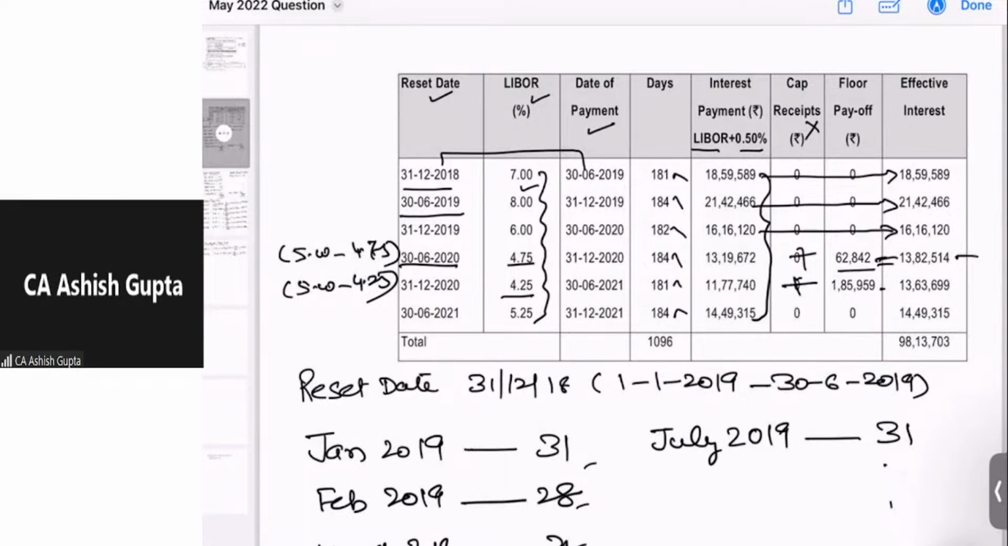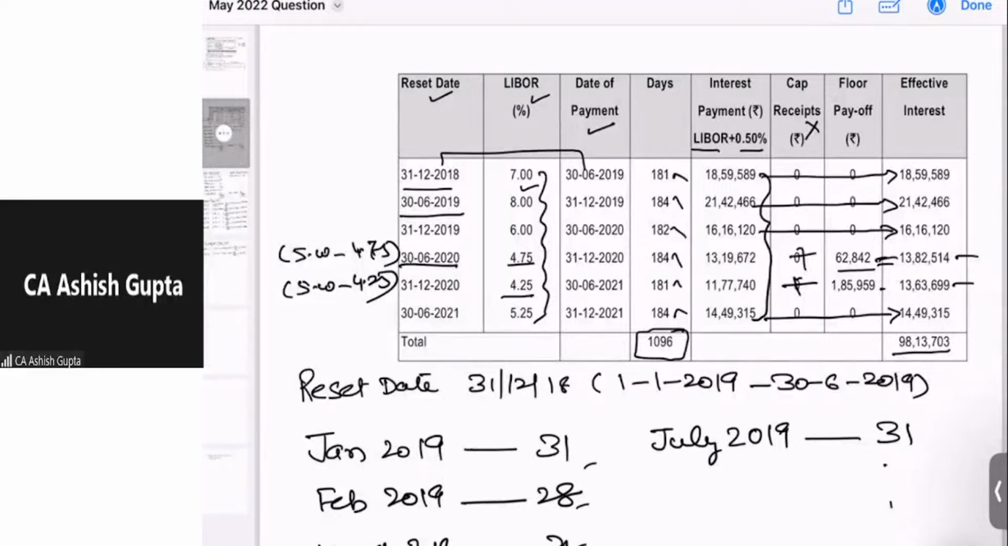Similarly, here this amount will be added. It will be our outflow. This amount will be straightforward here. So overall the total comes to 98,13,703. Okay, student. This is the amount we have paid during our reset period, and the number of days in this reset period is 1096, because of the leap year.